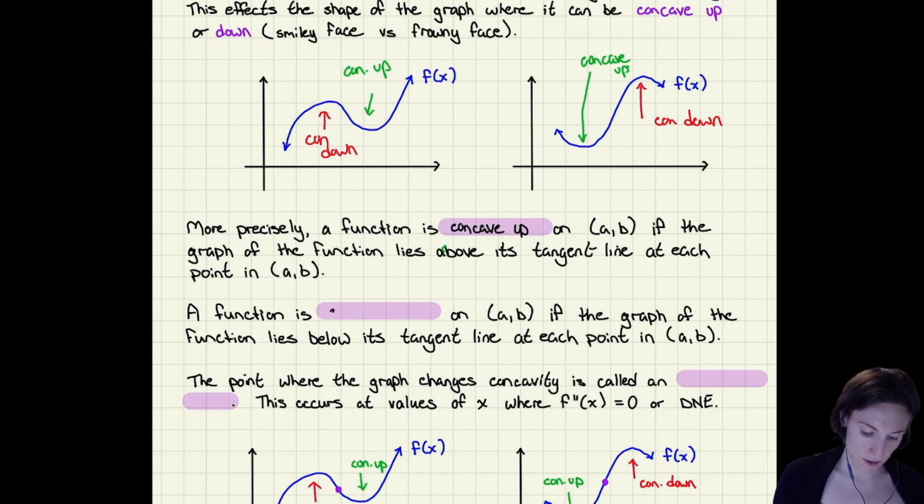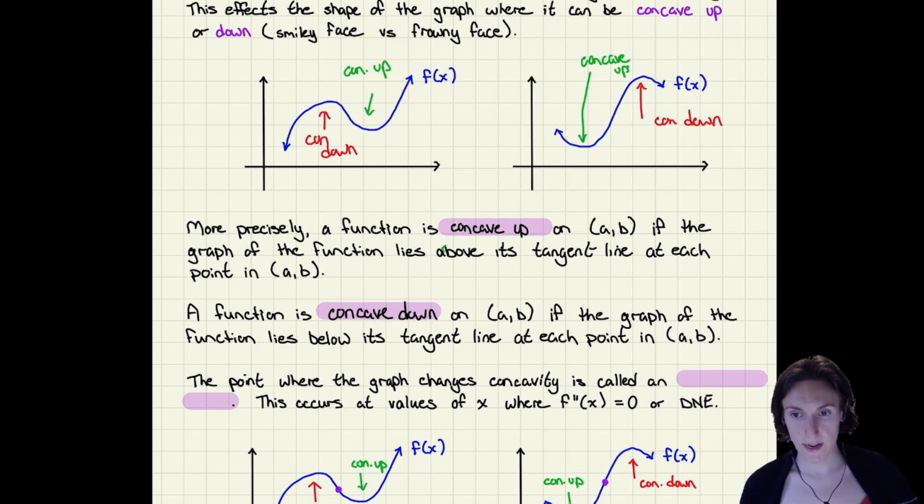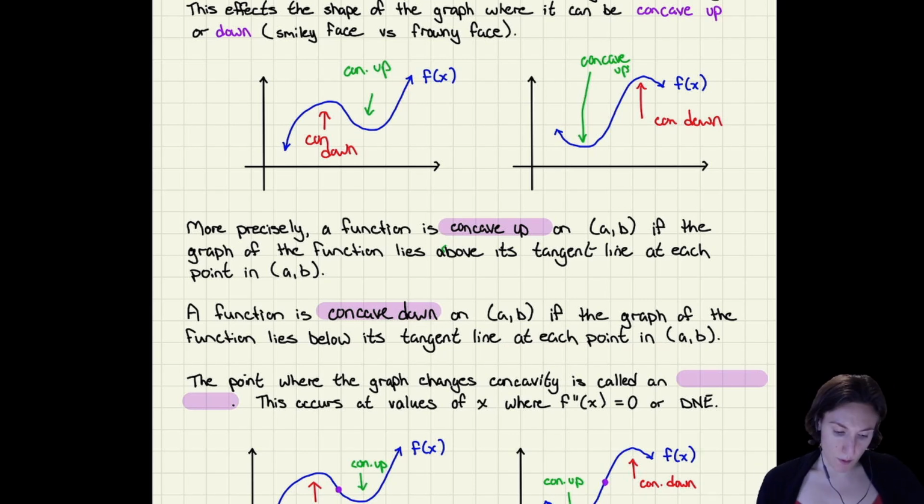Okay, so if a function is concave down on some interval AB, that's if the graph of the function lies below its tangent at each point in AB. Okay, so if that's confusing to you, just think about smiley face, frowny face.